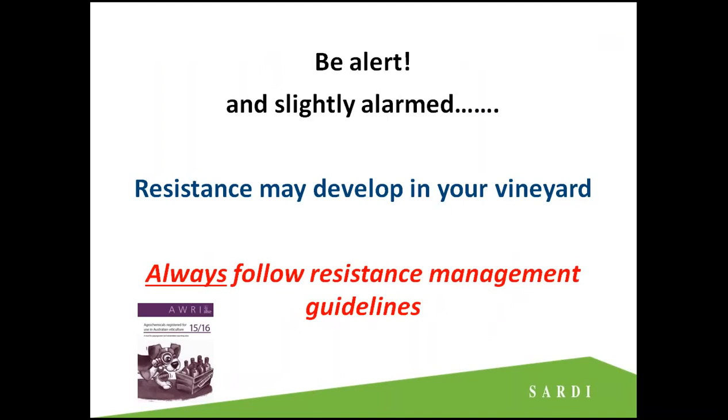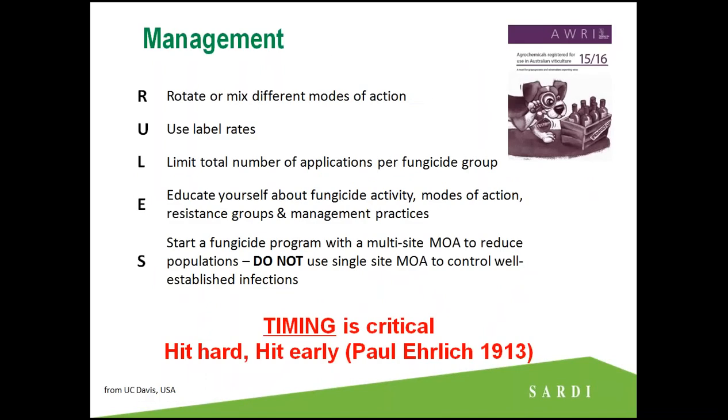So in summary, I think we can say just be alert and probably slightly alarmed. I think it's fair to say that we've found what is likely to be resistant populations. Always follow the resistance management guidelines, of which the AWRI guidebook, the dog book, is the Bible. I'm sure most of you are highly aware of this: rotate, use the label rates, and limit your number of applications as per the guide in the dog book.